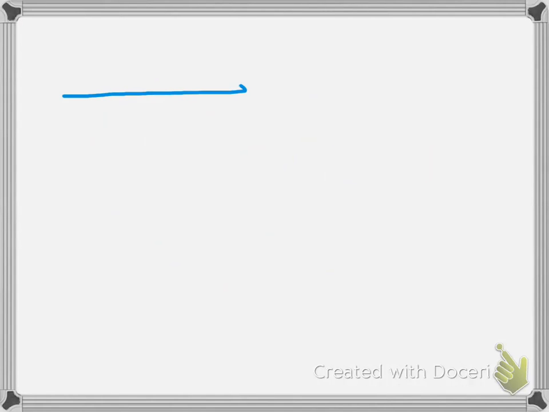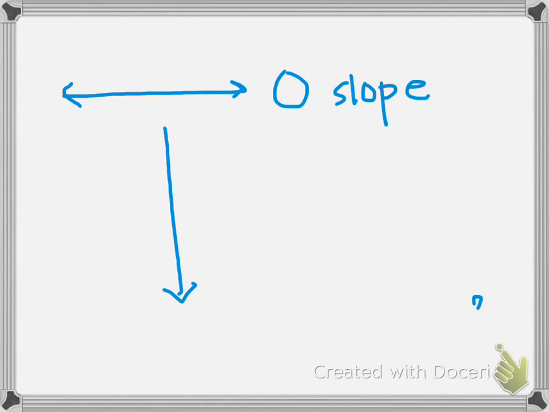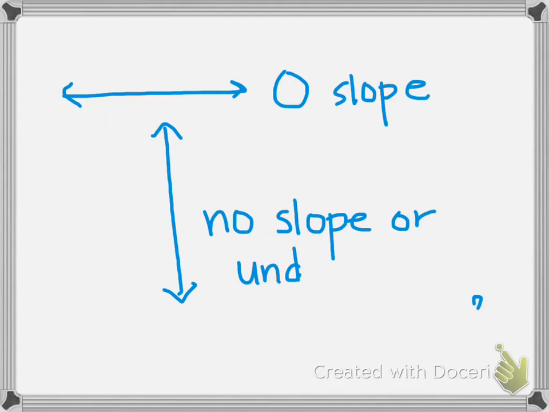We have 2 new slopes. We have this one, and this one is a 0 slope. And the second new one we have is this kind. And this one's called no slope or undefined. So it can show up either way. No slope or undefined.